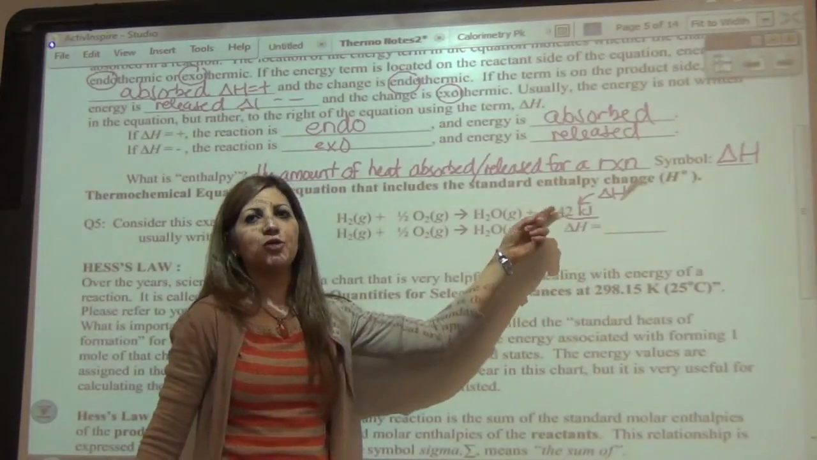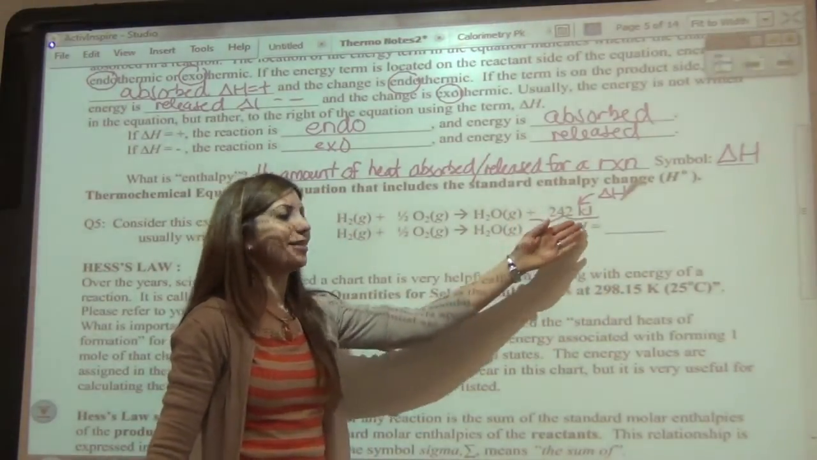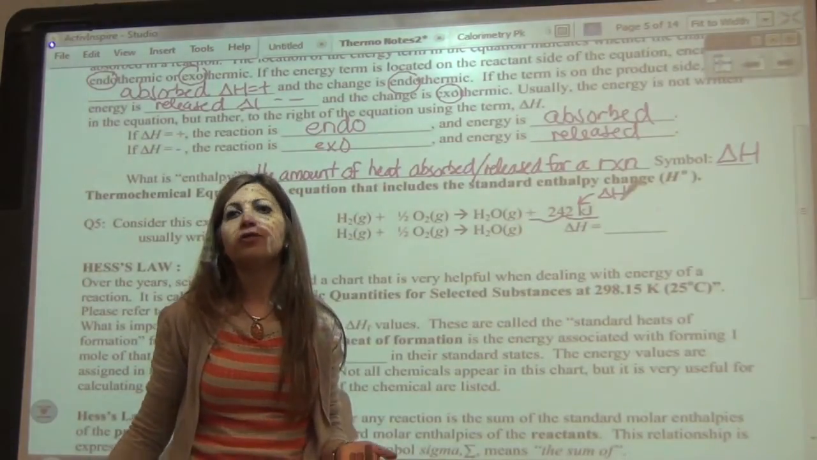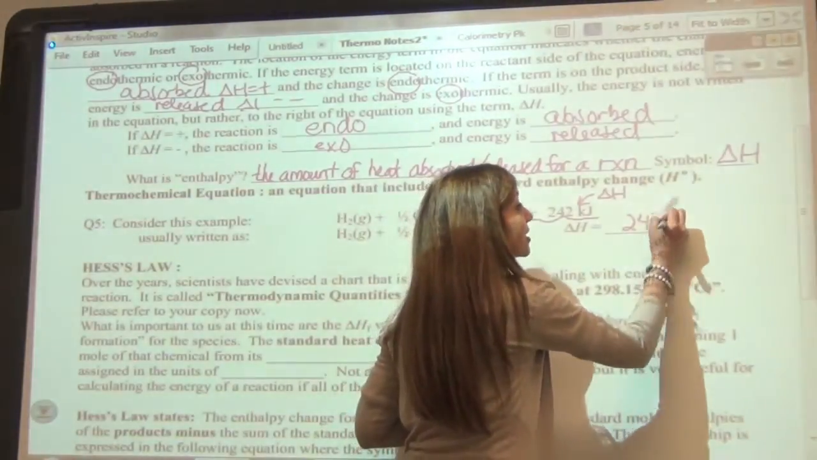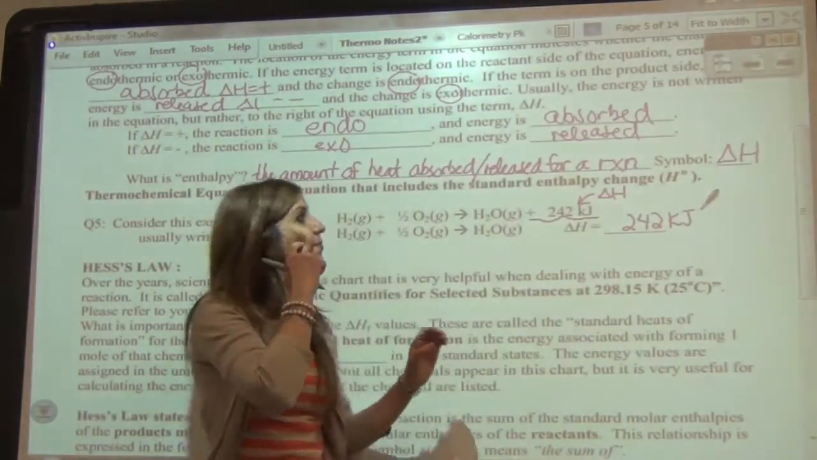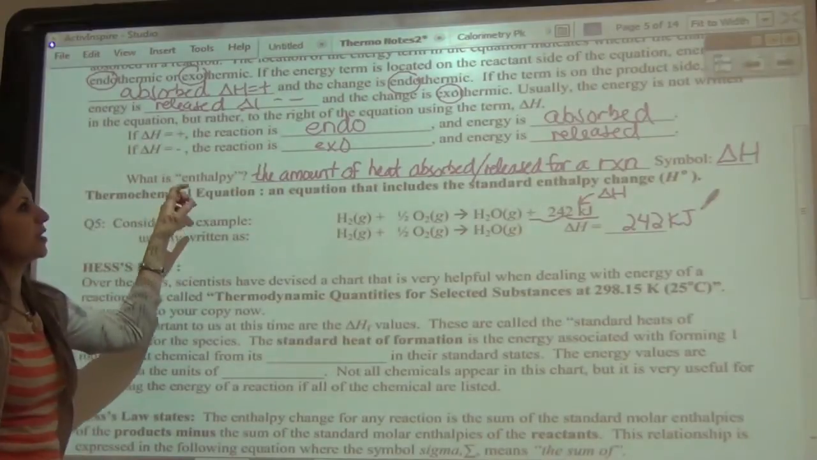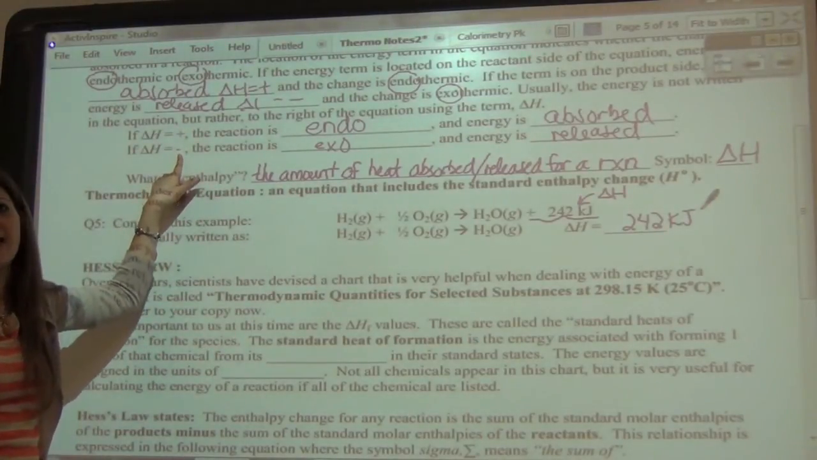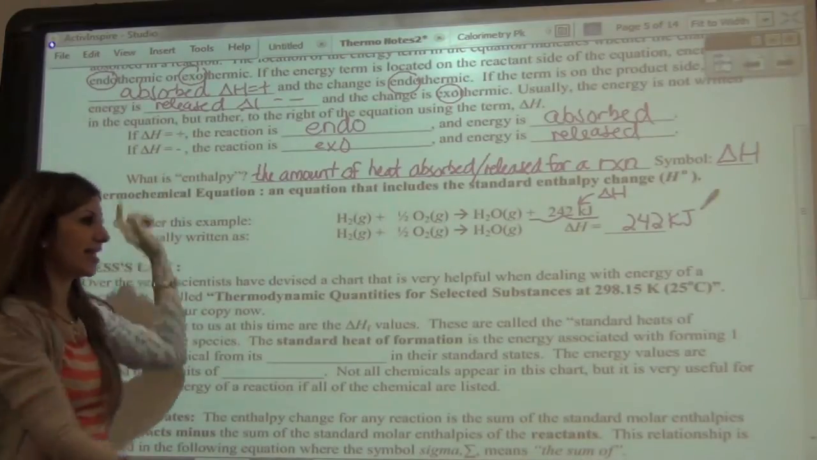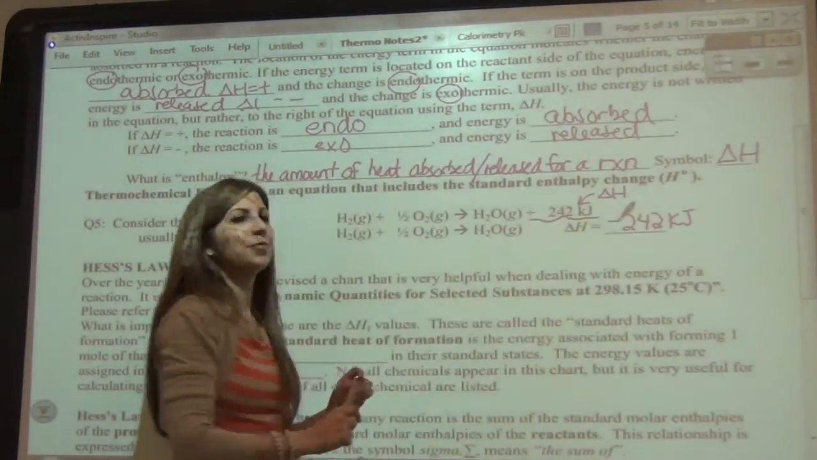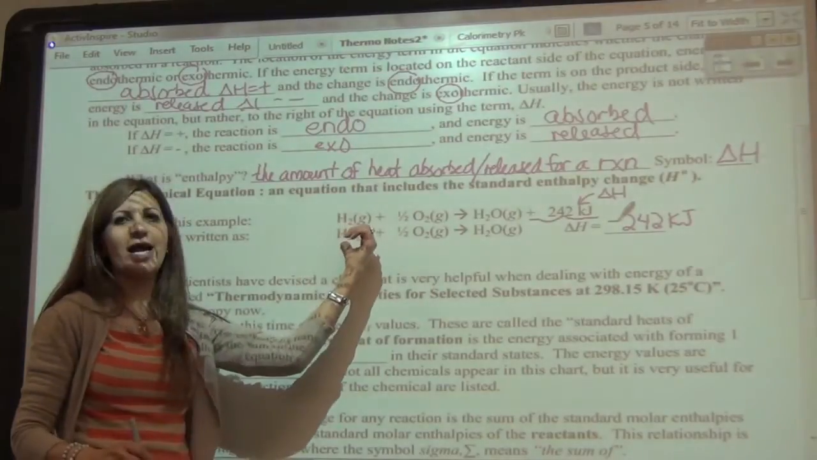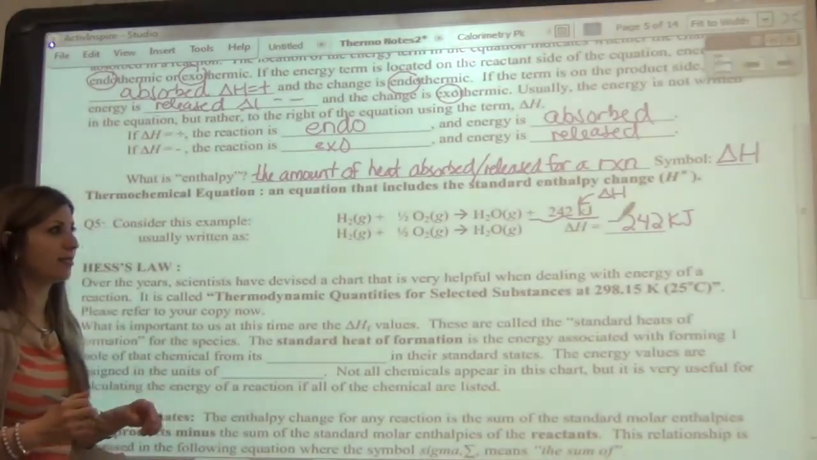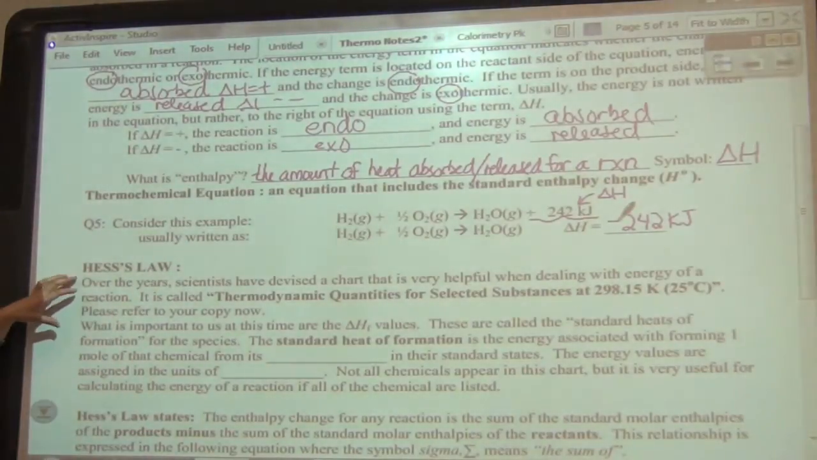Instead of putting it on your product side, you could just give delta H a value. Well, we know the number is 242 kilojoules, but is it positive or is it negative? If energy was being released and it's on your product side, if it's being given off, then the sign of your delta H should be negative. So if it's on your product side, it's negative. If the energy value is on your reactant side, then it's going to be positive. So negative on the right and positive on the left.